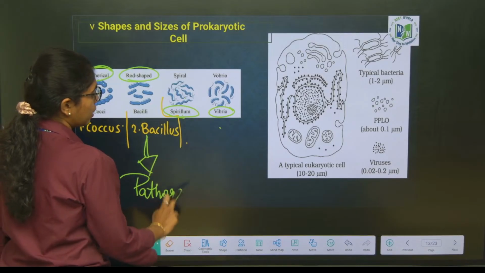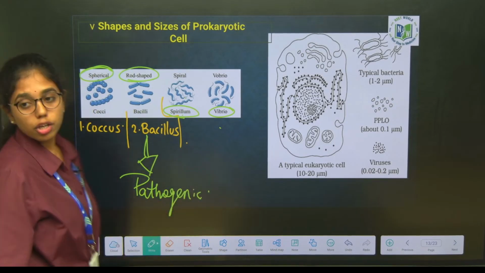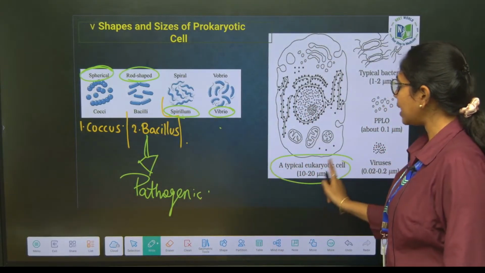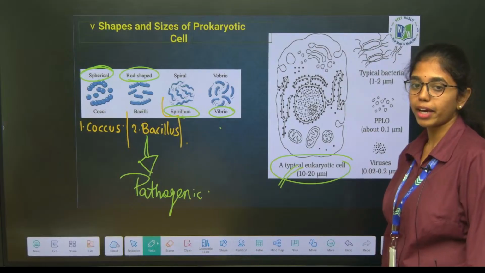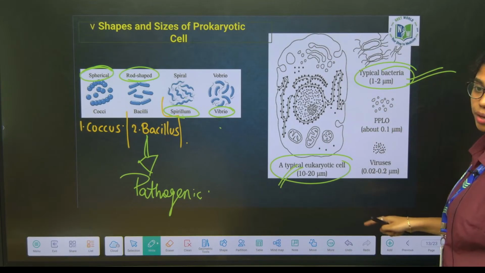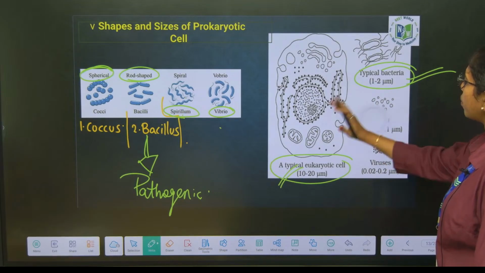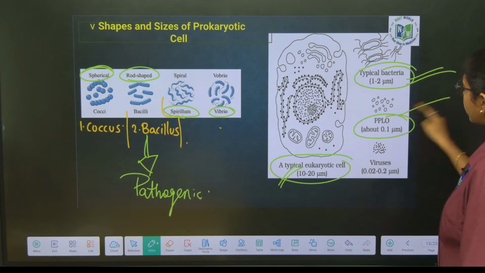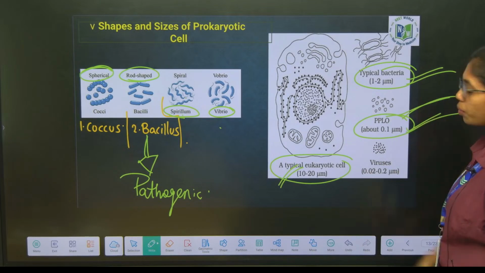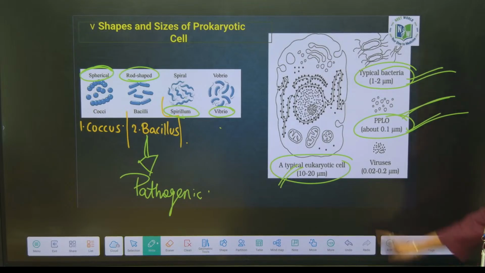Take down parallelly. Here we have different sizes of the cells. Eukaryotic cell is 10 to 20 micrometers in diameter. A typical bacterial cell is 1 to 2 micrometers in diameter. PPLO, pleuropneumonia like organisms, an example of mycoplasma, is the smallest living cell at 0.1 micrometer in diameter. Viruses are around 0.02 to 0.2 micrometers in diameter. Clear, right? These are the different sizes and shapes of the cell.